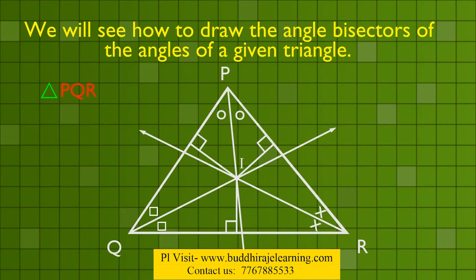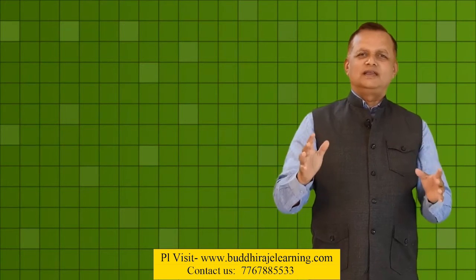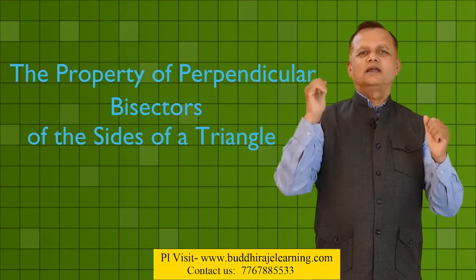Let us name the feet of the perpendiculars to PQ, QR and PR as A, B and C respectively. Now we can verify with the help of the ruler that length IA is equal to length IB is equal to length IC.